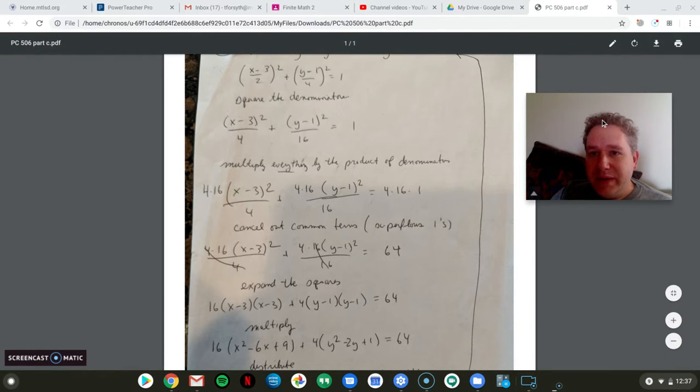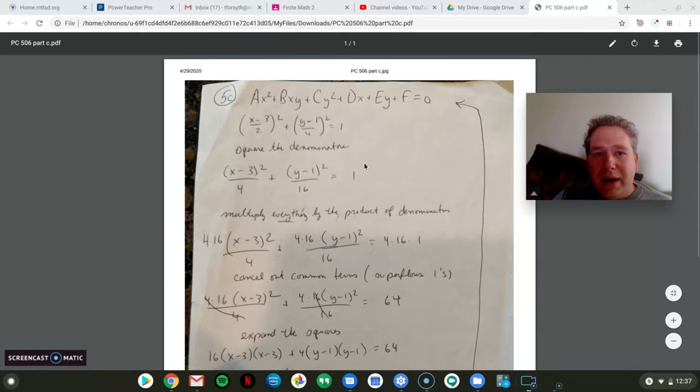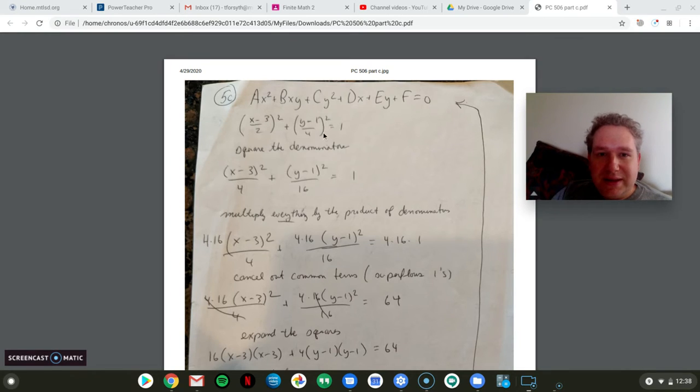And then today, what I'd like to do is just go through how to do part C with you. Now, part C asks you to put it into this weird form that I have at the top of the PDF here that I've shared with you. I say weird because it probably looks weird to you, because this is so easy to graph.